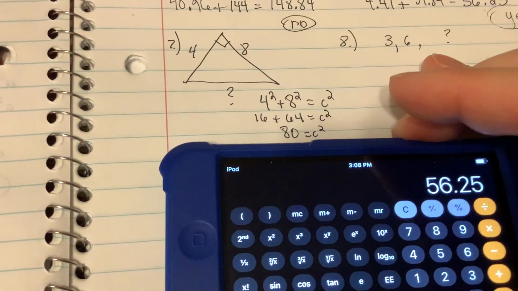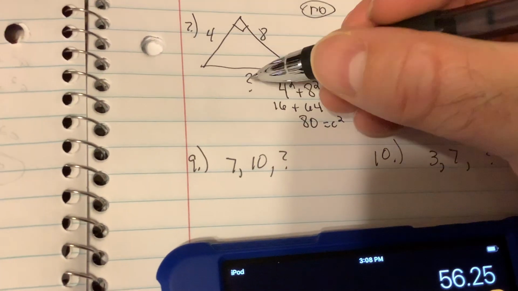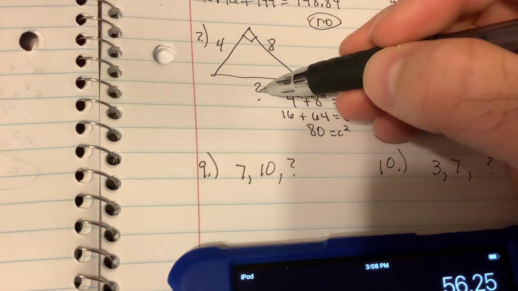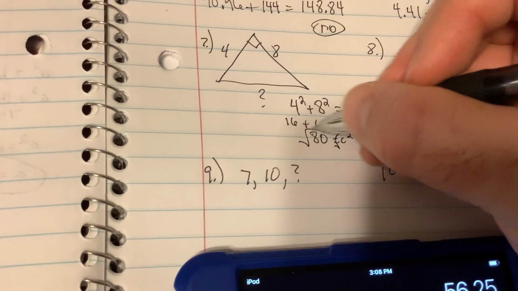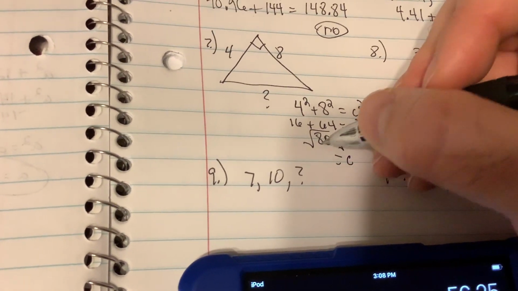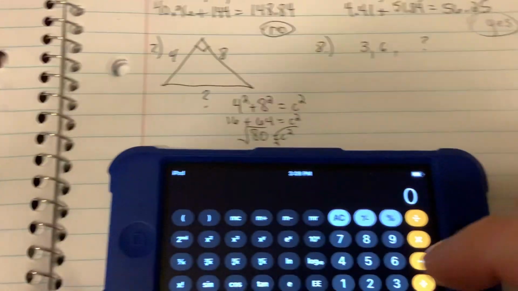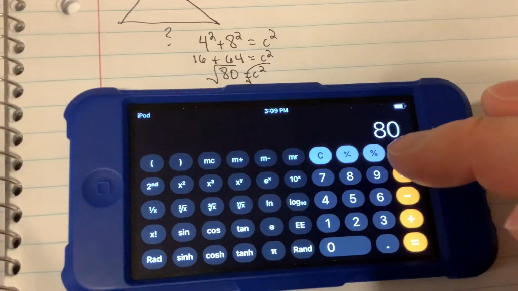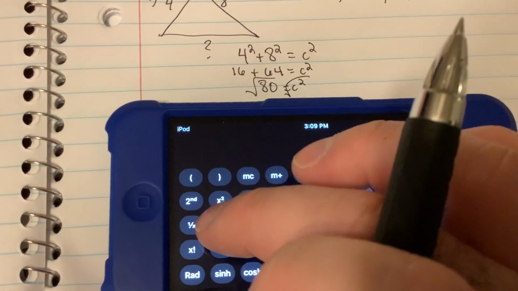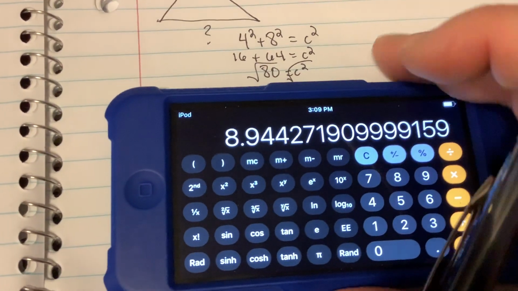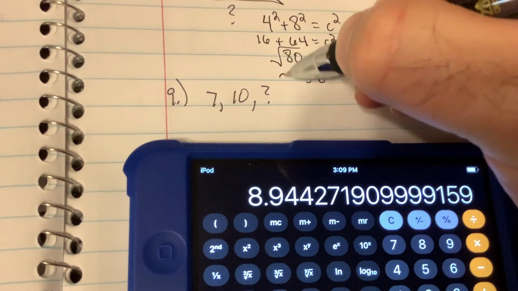Now all you need to do is take the square root of 80, because now you're going to solve for c. This is a, b, and c, but so far you've solved for c squared. So you've got to square root it, and whatever the square root of 80 is going to be your c. So let's start over, and now this you'll have to use a calculator. 80, and then you push your square root button, and it's 8.944. I think they said to round to the nearest tenth, so this is going to be 8.9.